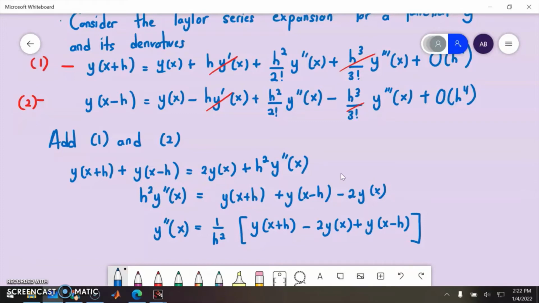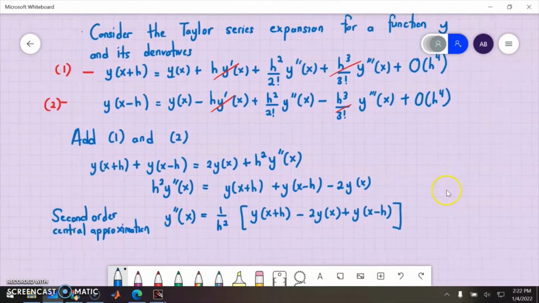Okay, so this is my second order equation, with the leading error term in h to the power of 2. This is the second order approximation. We call it the second order derivative central approximation.